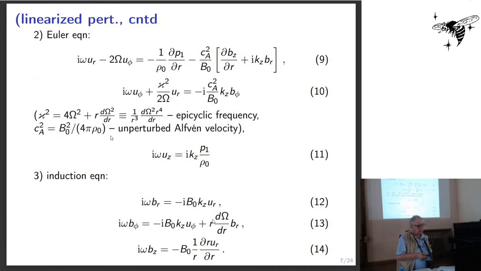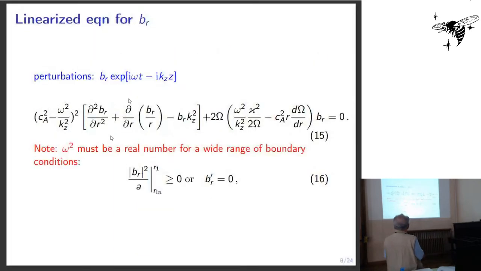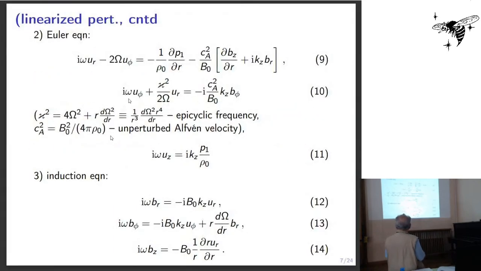After the linearization of the earlier equation, we have three equations for U_r, U phi, U_z. In these equations we have kappa square, where kappa is the epicyclic frequency, and C_A square, which is the square of the unperturbed Alfvén velocity. We also have the three equations for the magnetic fields from the induction equation, for B_r, B phi, and B_z.